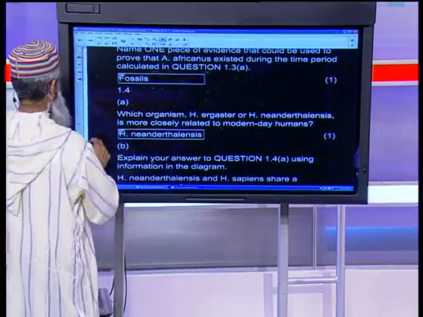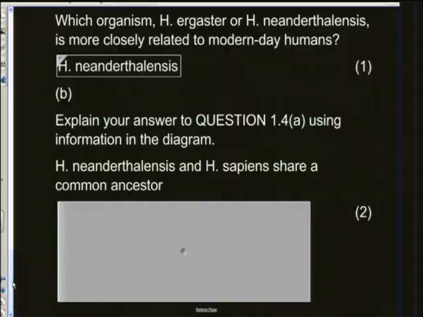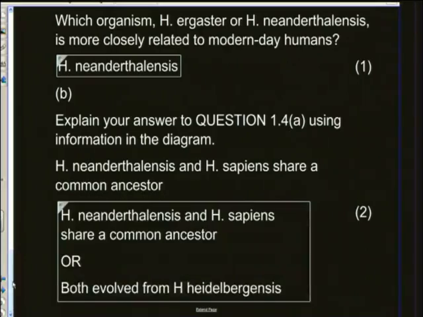All right. Right, there we go. Explain your answer to question 1 using information in a diagram. And there's the answer there. Homo sapiens and Neanderthalensis share a common ancestor. I would like to see what they put there. Or we can say both of them evolved from Heidelbergensis there, in that case.